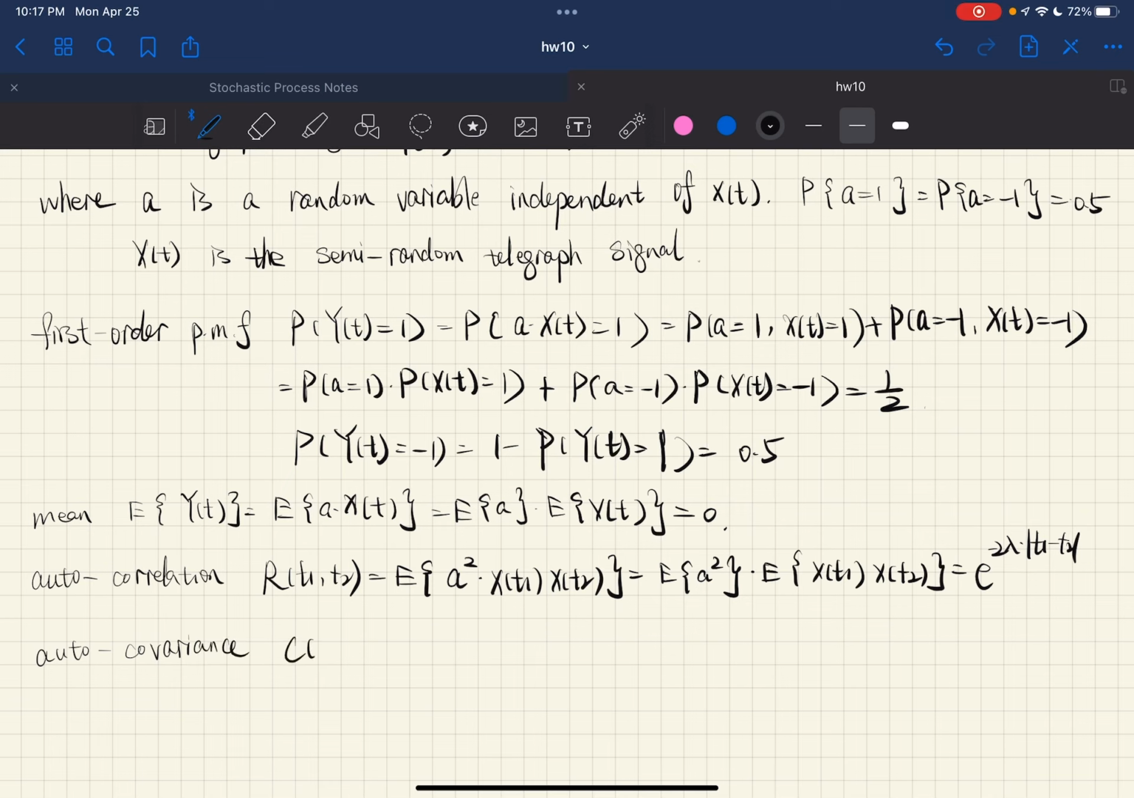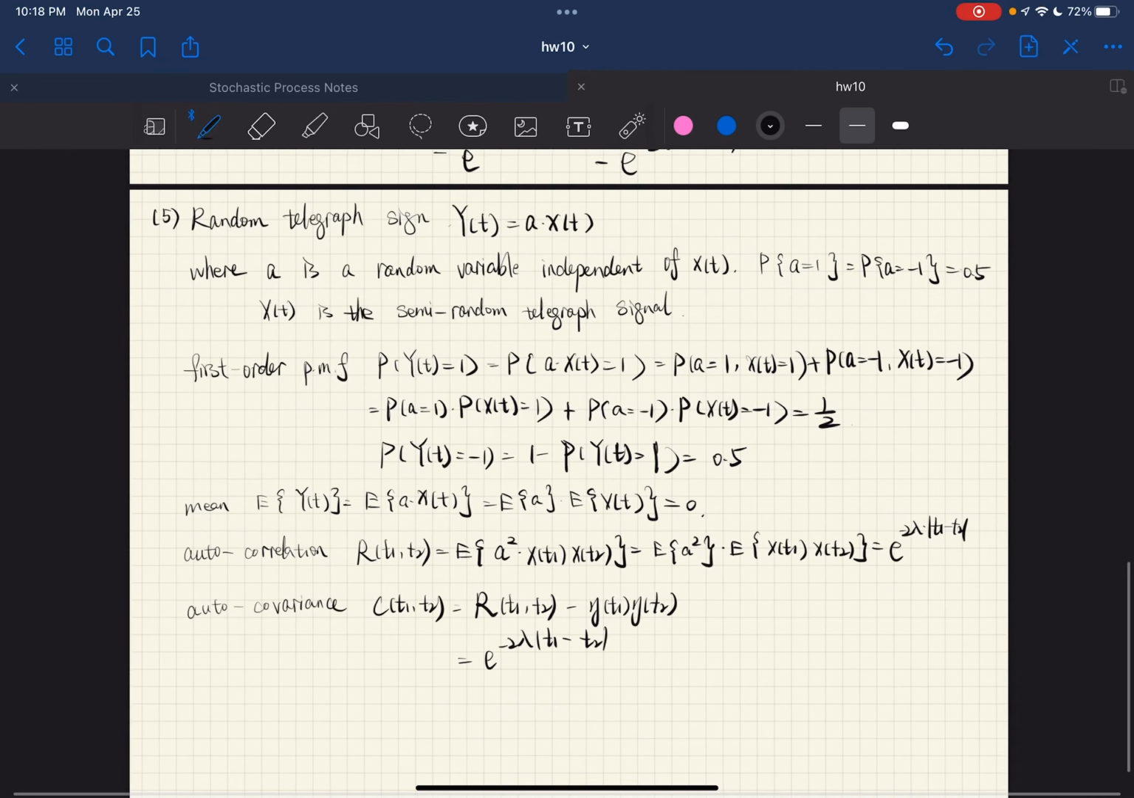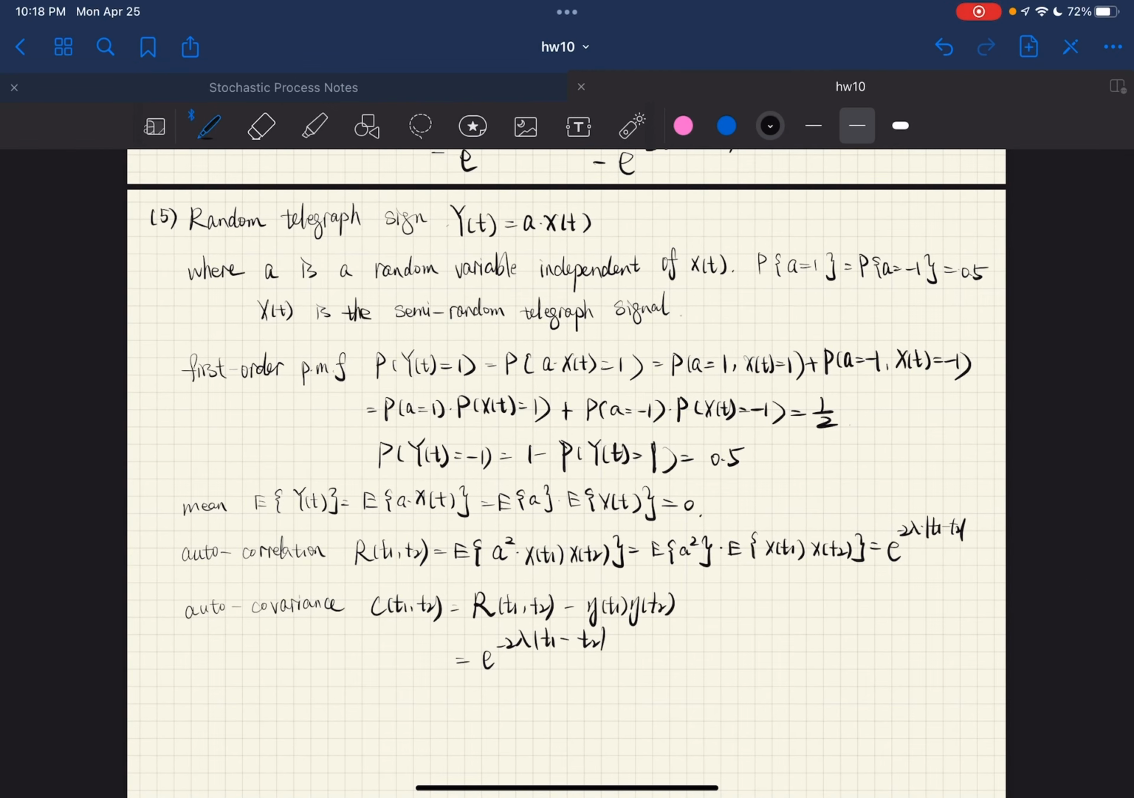And for the autocovariance, C(t1, t2) equals the autocorrelation R(t1, t2) minus the multiplication of the mean value at t1 and at t2. Since the mean value is 0, the autocorrelation equals the autocovariance in this case. And this is for the fifth problem, the random telegraph signal.